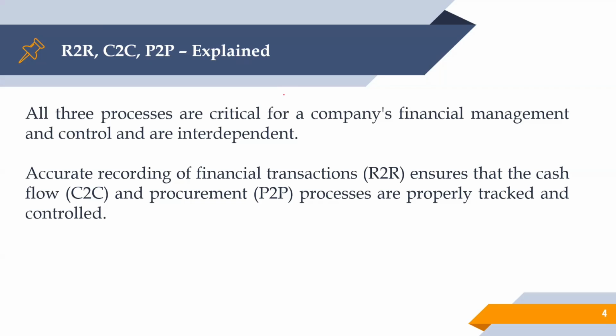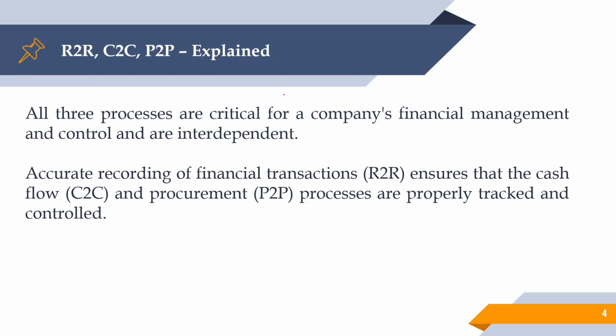So, at the end of the day, all the data is going to flow, that's order to cash and procure to pay. All this data is going to flow towards the GLs into R2R. And R2R is going to ensure the accuracy that all the transactions have been recorded in the systems correctly. That's the responsibility of the R2R team to ensure that everything is correct.